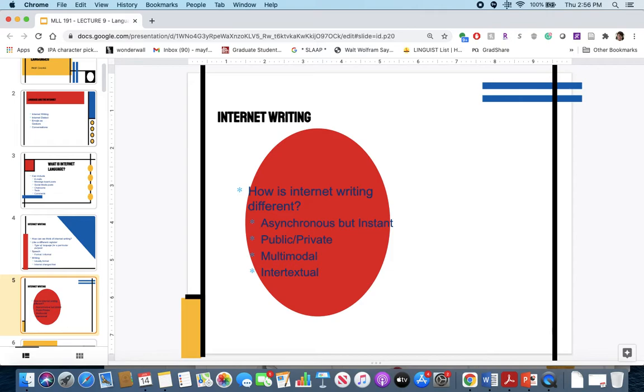And so we're not writing words anymore using letters or characters. We're using these images. And it could also be very intertextual. You could be writing very formally and switching to something that's very informal at any moment. So the internet really gives us this flexibility and this fluidity of being able to write in different styles.